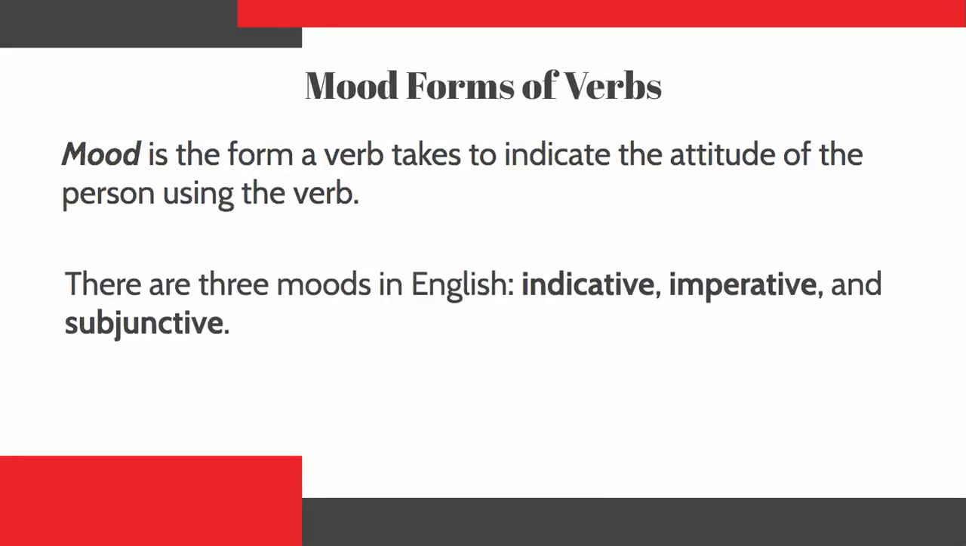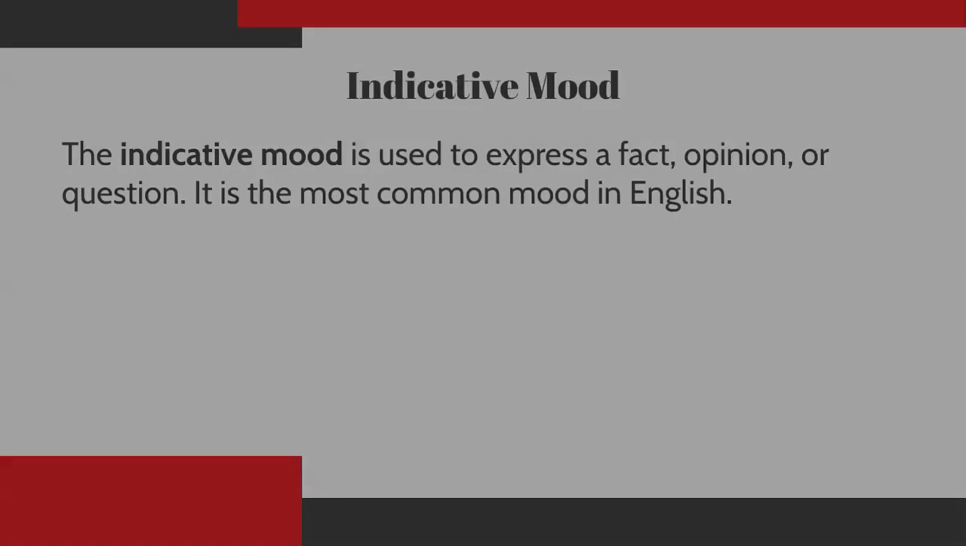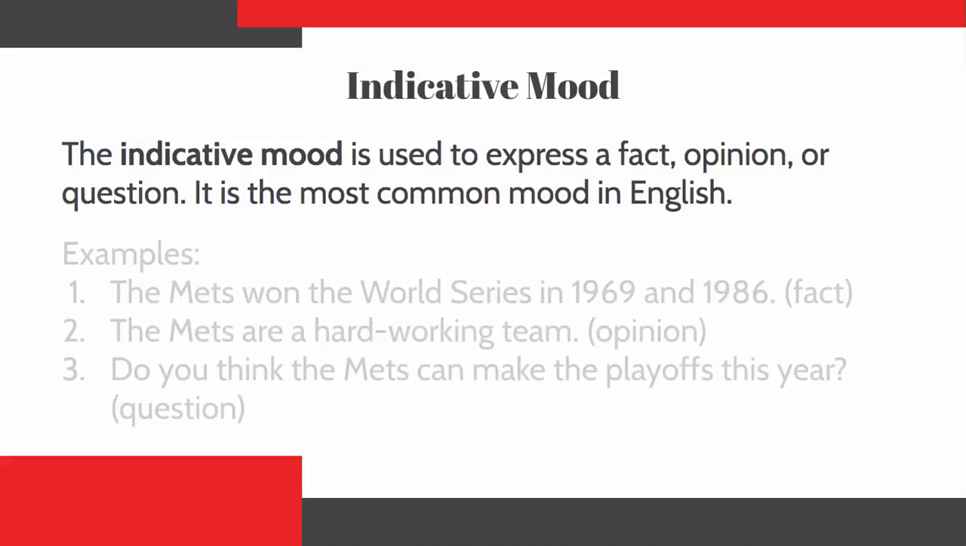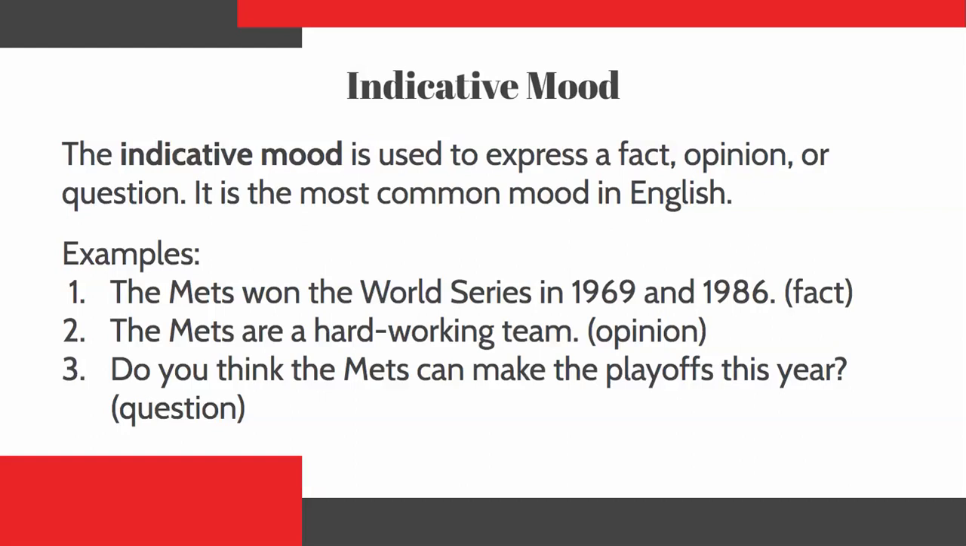There are three moods in English: the indicative, the imperative, and the subjunctive. The indicative mood is used to express facts, opinions, or questions. It's the most common mood in English because, as you can see from the definition, it covers a lot of ground. It's kind of the default way that we speak. So here are a few examples.